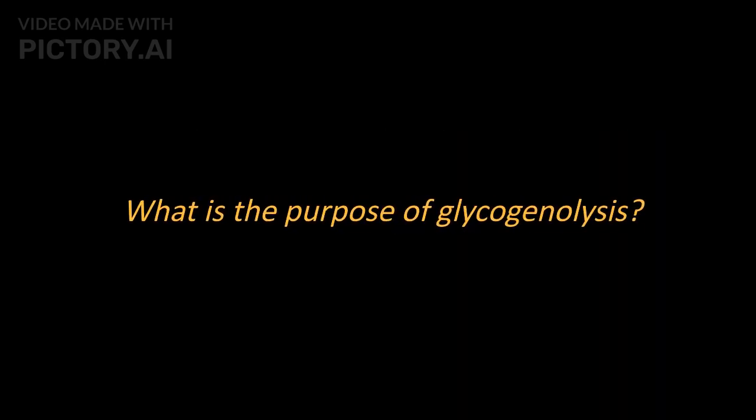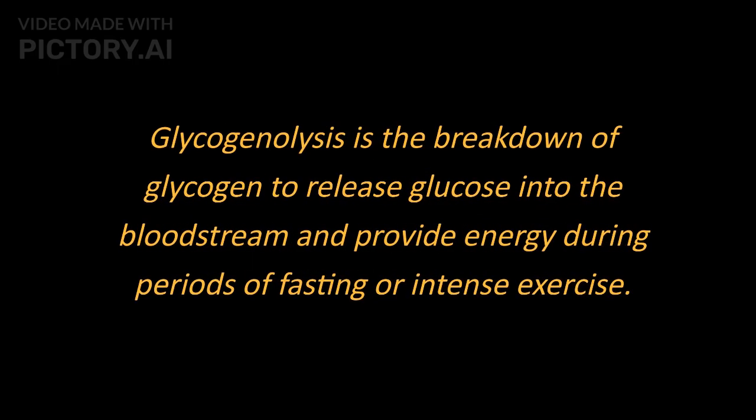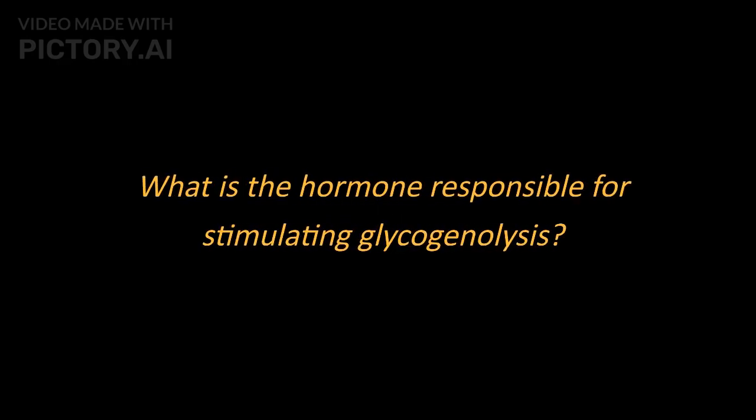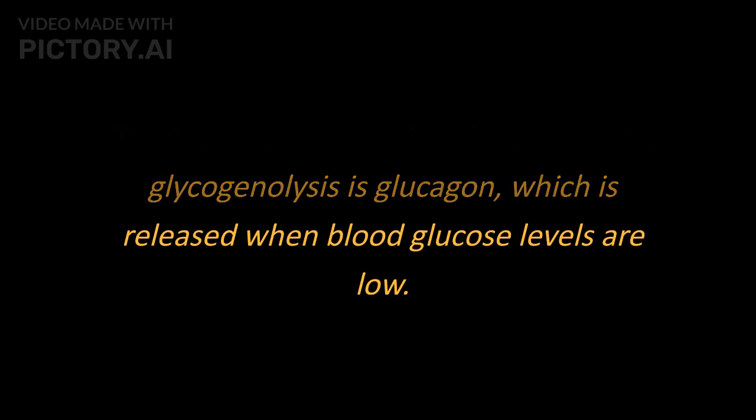12. What is the purpose of glycogenolysis? Glycogenolysis is the breakdown of glycogen to release glucose into the bloodstream and provide energy during periods of fasting or intense exercise. 13. What is the hormone responsible for stimulating glycogenolysis? The hormone responsible for stimulating glycogenolysis is glucagon, which is released when blood glucose levels are low.